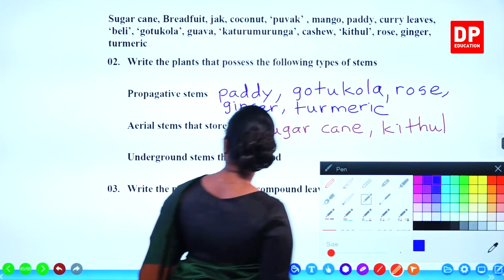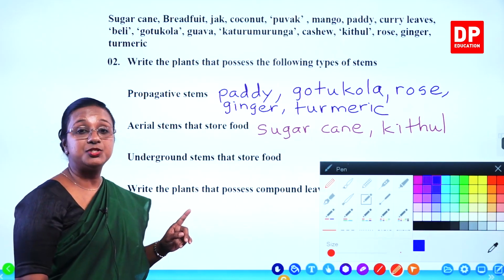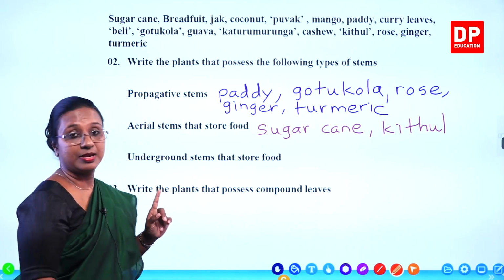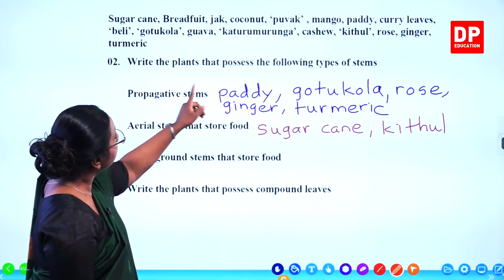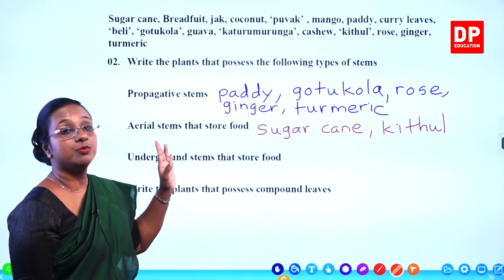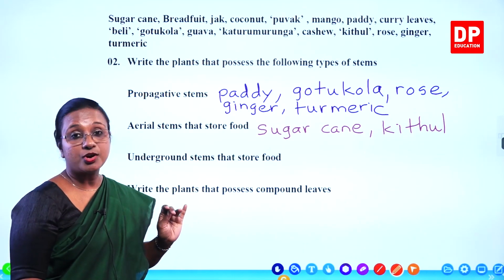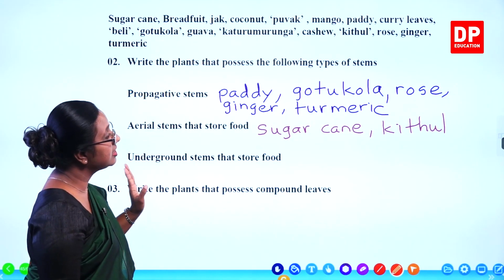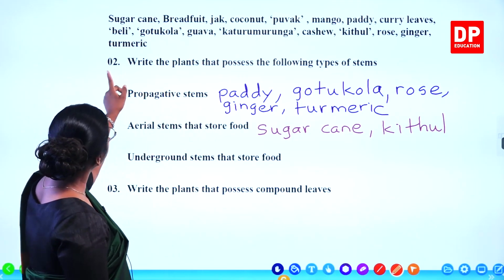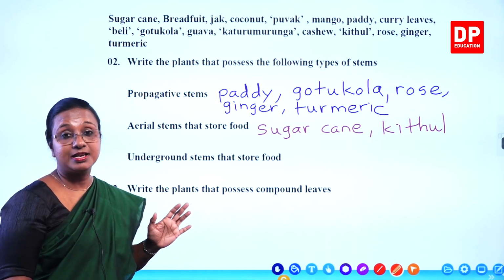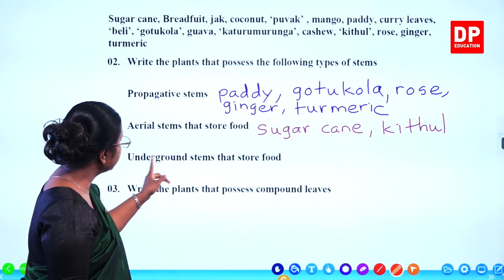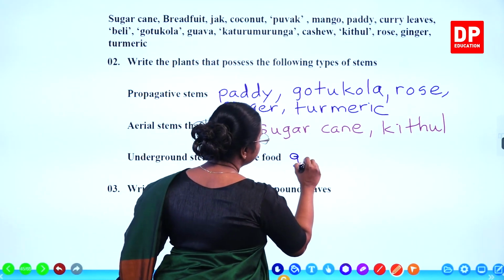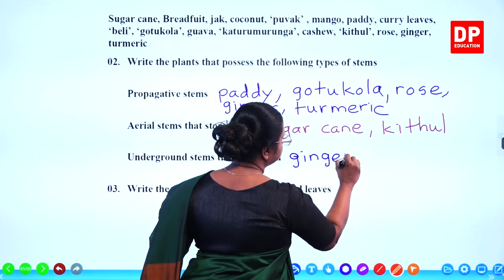Then we have underground stems that store food. Now out of these, can you find the underground stems? Now if you look at paddy, it reproduces by suckers. So that is not an underground stem. And all the others, none of them have underground stems. Only ginger and turmeric have underground stems. So underground stems that store food, the examples are ginger and turmeric.